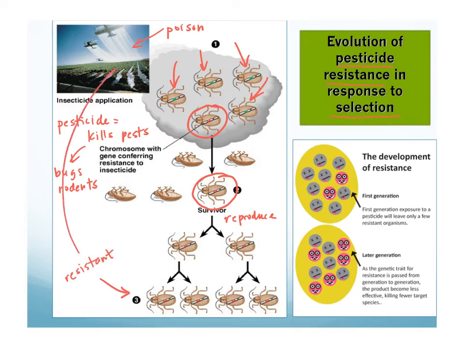So you should think to yourself, what's going to happen next? Well, because they are resistant, they're not going to be killed, so a more poisonous version of the pesticide is going to have to be made.